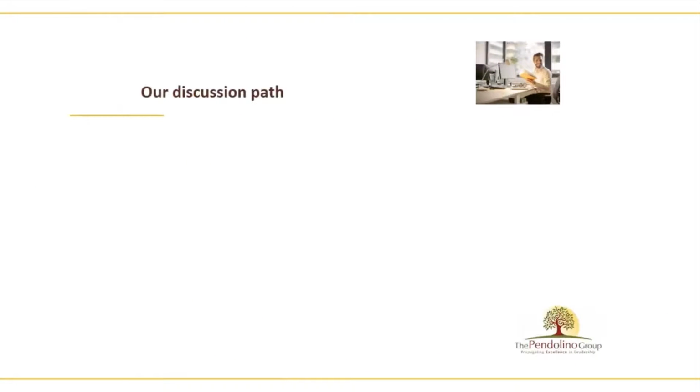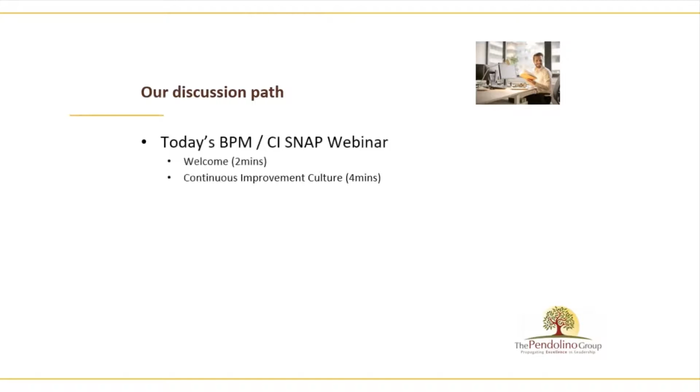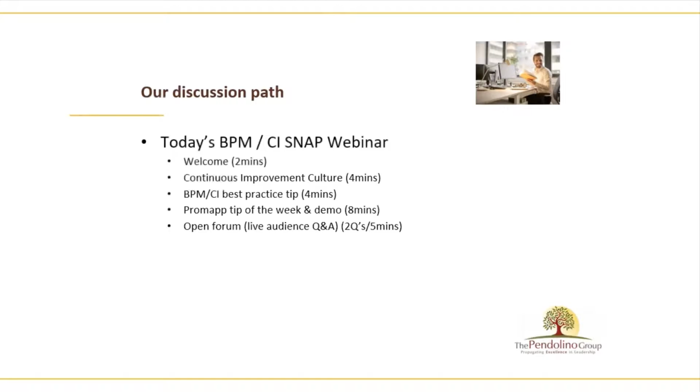All right, so our discussion path today, for those of you that are new, these are called our SNAP webinars. We're going to do a quick little welcome, which we just had. We'll dive into some components that are best practices and are intended to help you build a strong continuous improvement culture, really foundational elements around these areas. And then we'll dive into ProMap a little bit, and I'll give you some context. So for today, our theme is around terms and terminology.